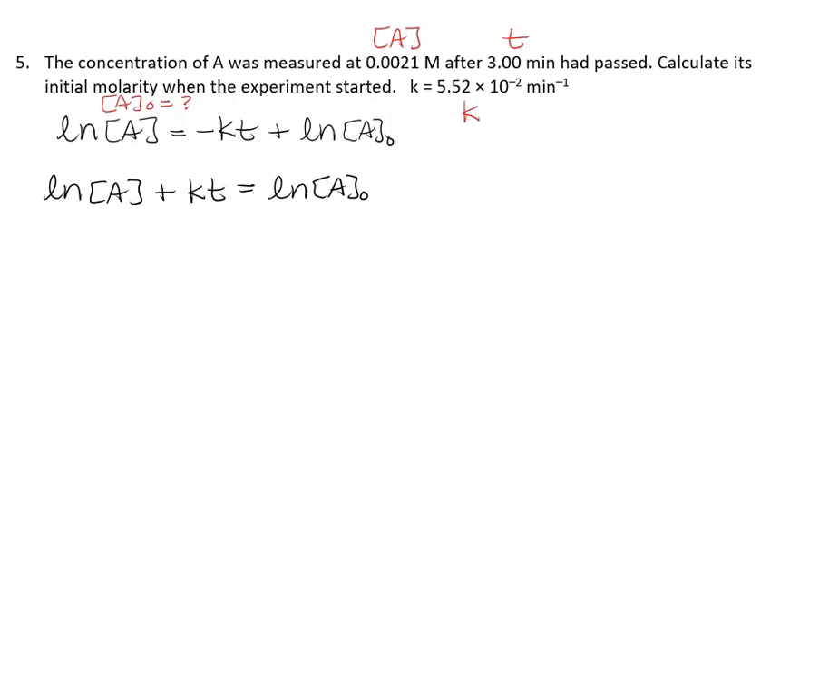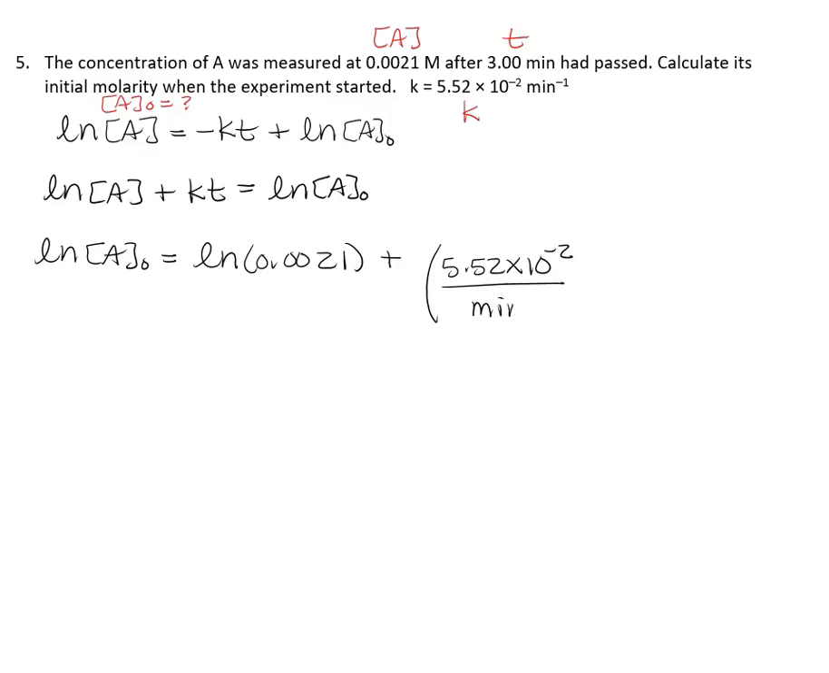So plugging the numbers in, we have ln A naught equals ln A, which is 0.0021, plus K, 5.52 times 10 to the negative 2 inverse minutes, so the minutes will go to the denominator, times time, which is 3.00 minutes. So time will cancel. We don't have to do anything else there.